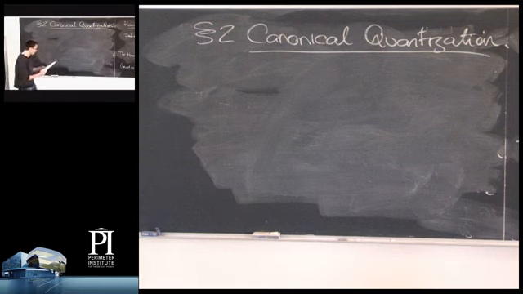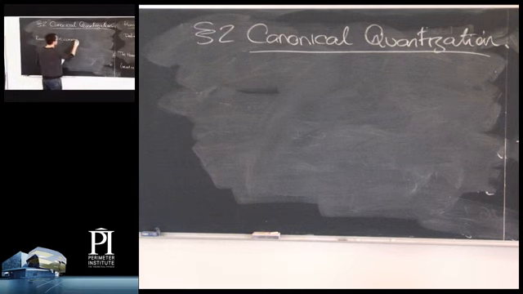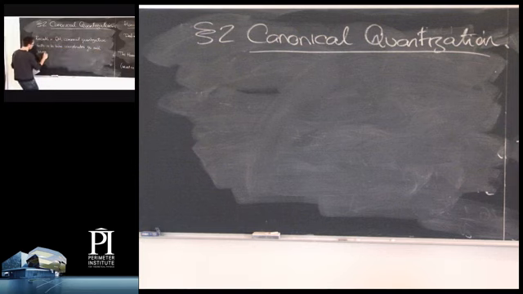So we're just going to do this. So recall, in quantum mechanics, canonical quantization tells us to take coordinates and momenta, so the coordinates I'll call Q and the momenta I'll call P, and promote them to operators.